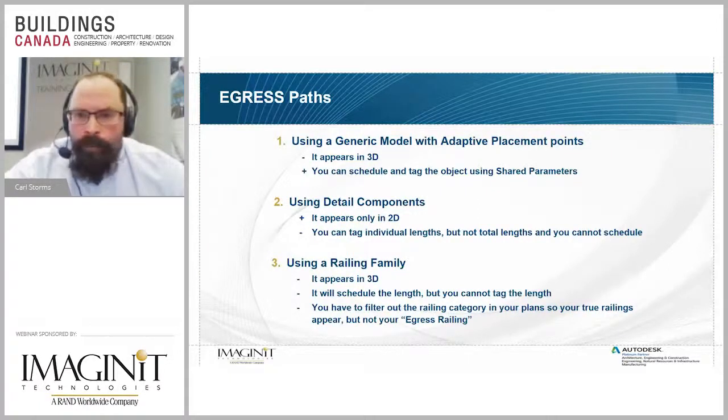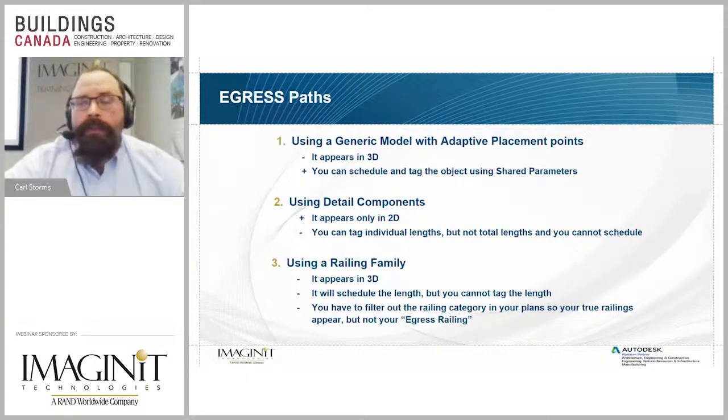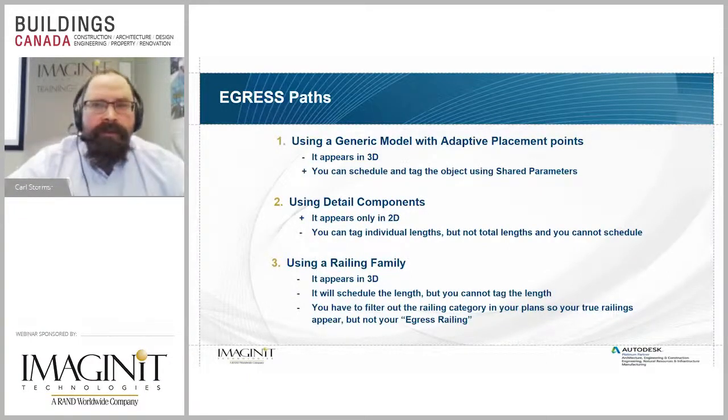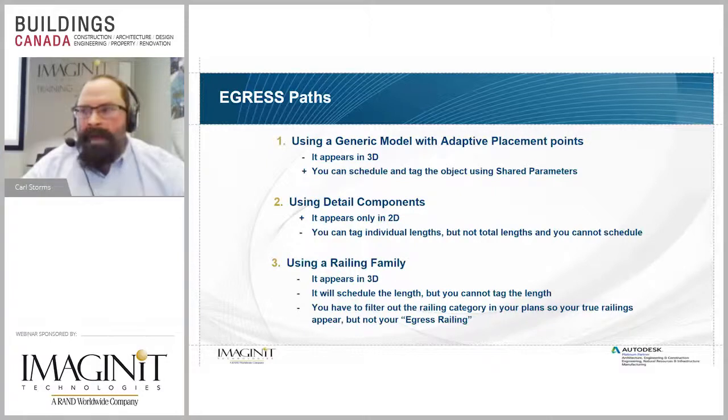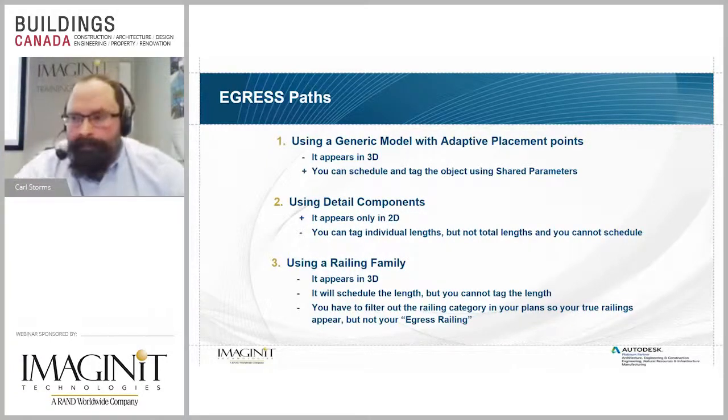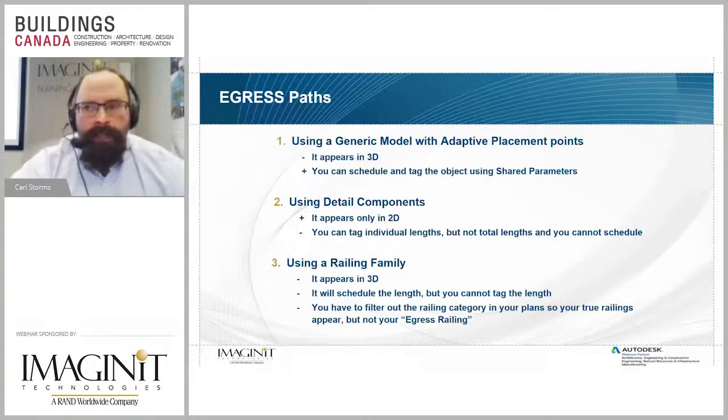But a couple of the ways that we can do this with stuff that we have inside of Revit are what we see here on the screen. So one of the ones that we see quite often, and I'll start from the bottom, is using a railing family. So what this allows us to do is very quickly draw our path with a railing, and we have the ability to get an overall length.